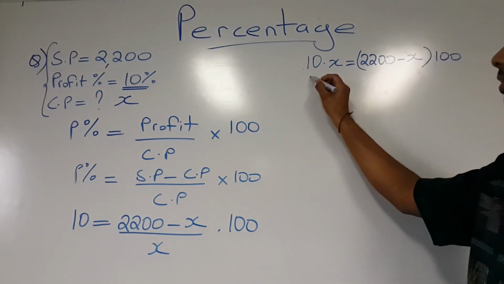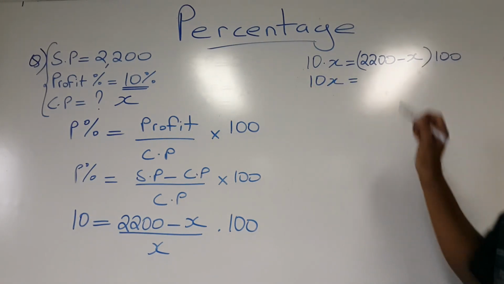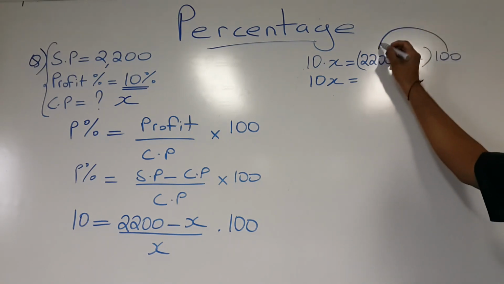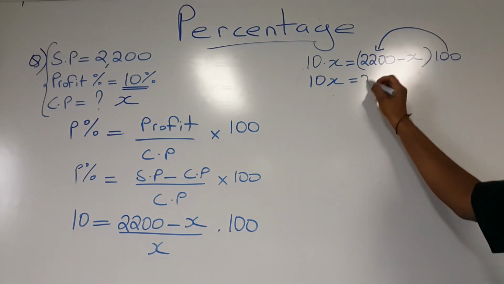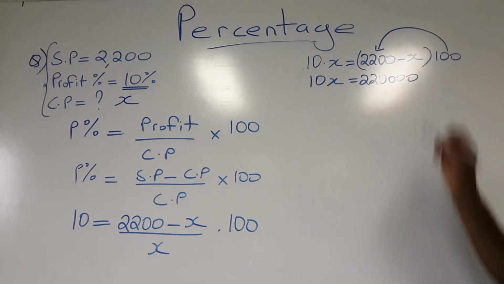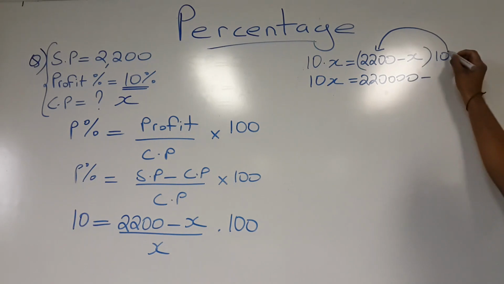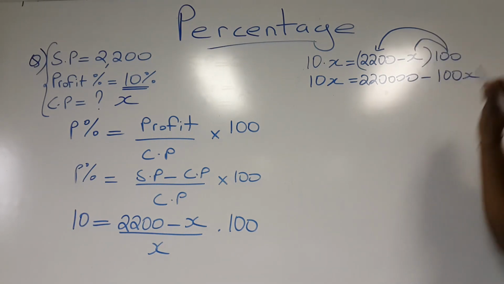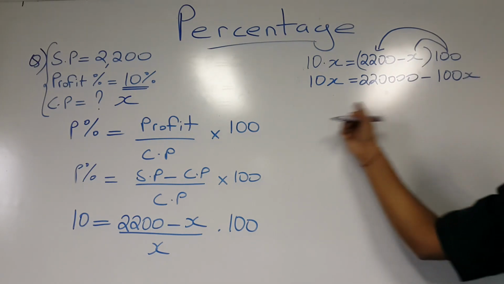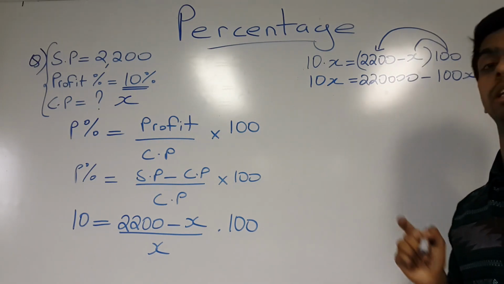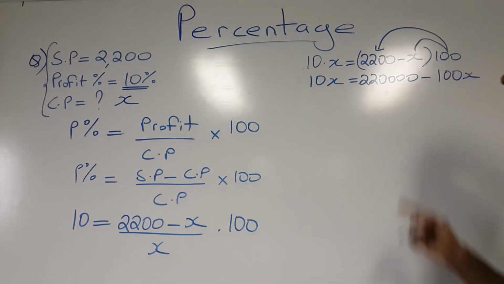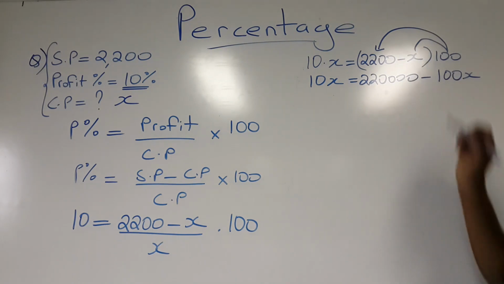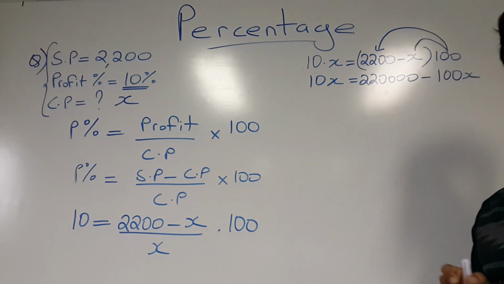And 10 multiplied by X will give us 10X is equal to, now we use the distributive property to break the bracket. So 100 times 2200 will give us 220,000, minus sign, 100 multiplied by X will give us minus 100X. Now this looks very simple, because this is just a simple linear equation where we have to solve for the value of X. So now we have to get rid of this 100X from the right hand side. It has a minus sign, so when we transpose it will change to plus.